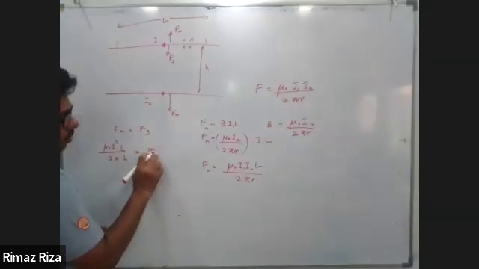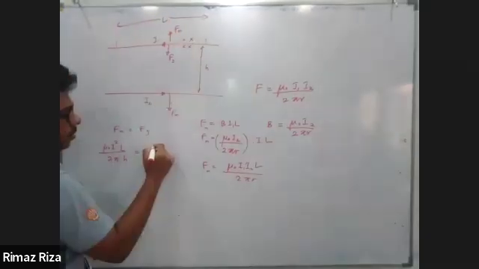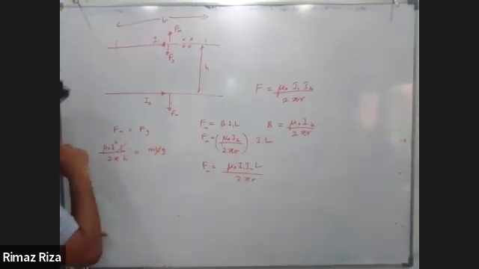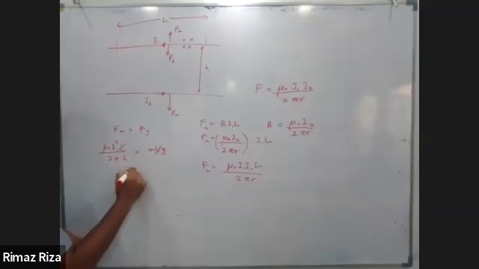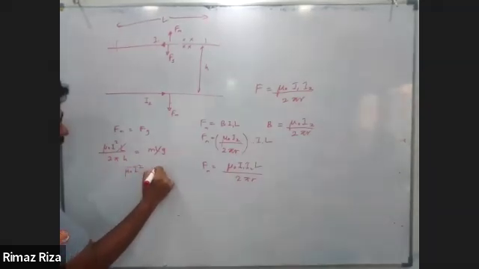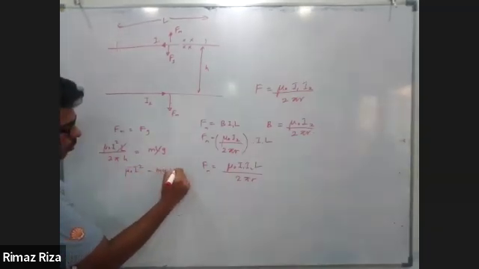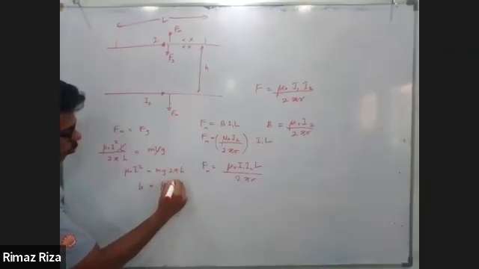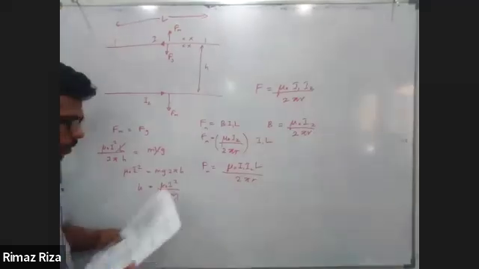Mg: M is the mass per unit length, so the mass in L length is mL g. So L and L cancel. Therefore, let's do the cross multiplication. Mu naught I squared equals mg 2 pi H. Therefore, H equals mu naught I squared over 2 pi mg. Do we have such an answer?